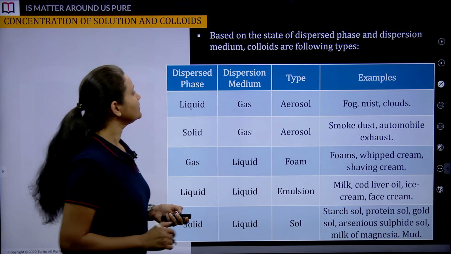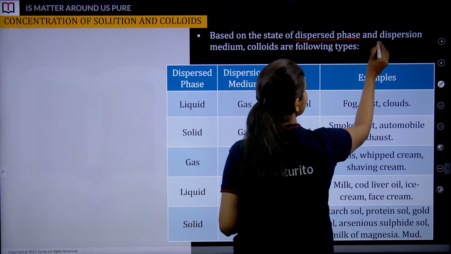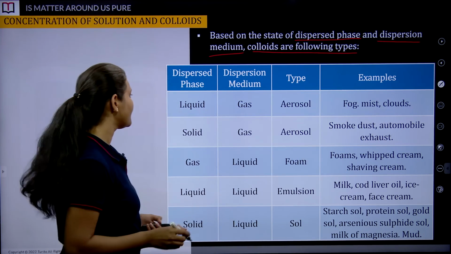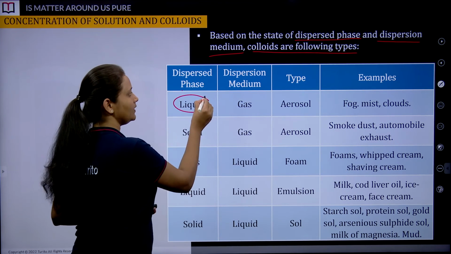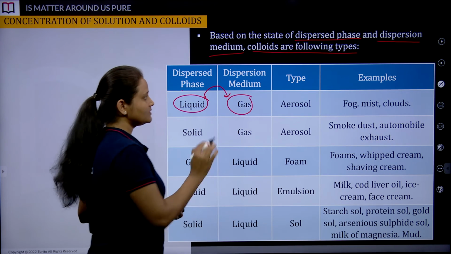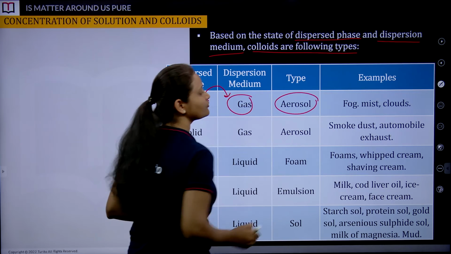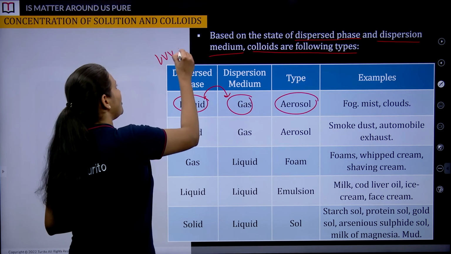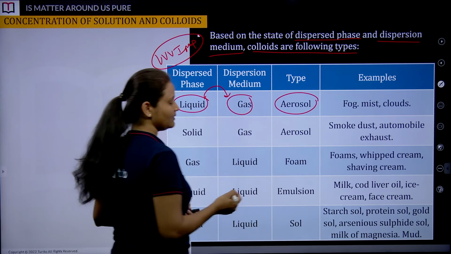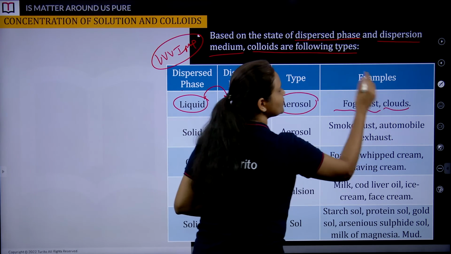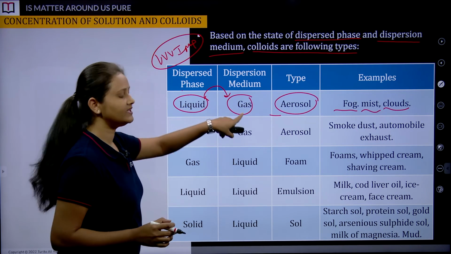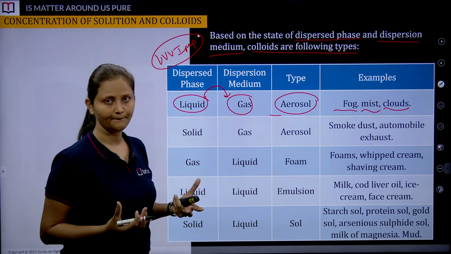All right. So students, based on the state of the dispersed phase and dispersion medium, colloids are of the following types. Dispersed phase is liquid and medium is gas, that means liquid in gas. That has a specific name: it is aerosol. It's very important. So make a note of this chart very quickly along with the examples. Fog, mist, clouds, these are colloids. They are aerosols. How? Liquids in gas medium.